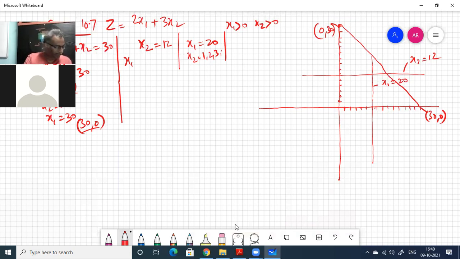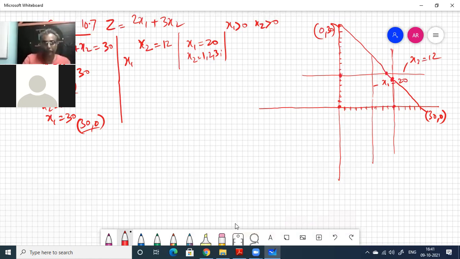I think I made a mistake. x2 is equal to 12, right? Yes, this is correct. x2 is equal to 12 is correct. x1 equal to 20 is not correct as drawn, so this one only is correct. So the lines are meeting at this point, this point, and this point.